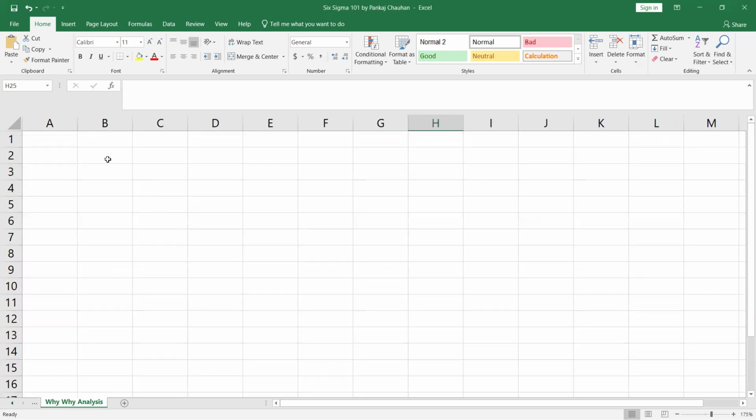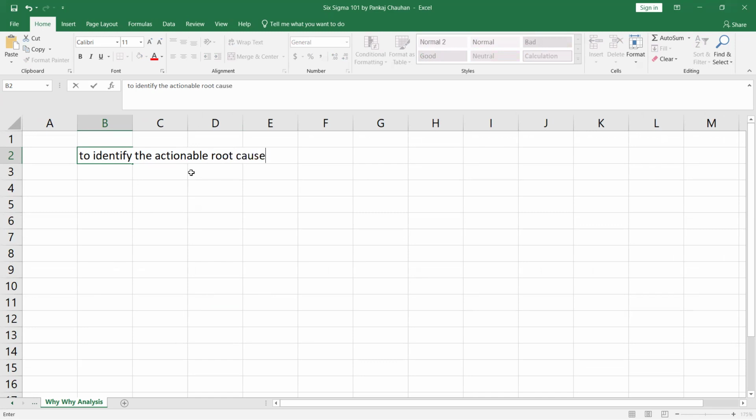The objective of doing the YY analysis is to identify the actionable root cause. Actionable root cause means there is a root cause which we can take action on.